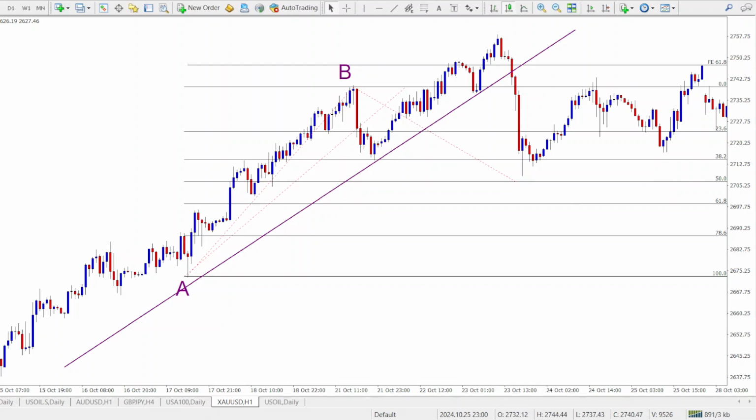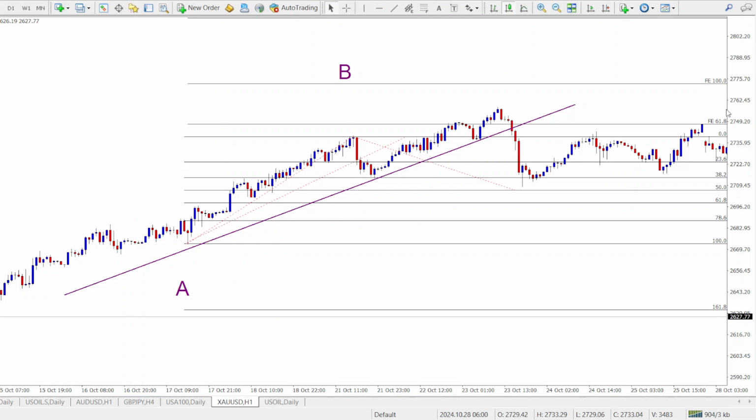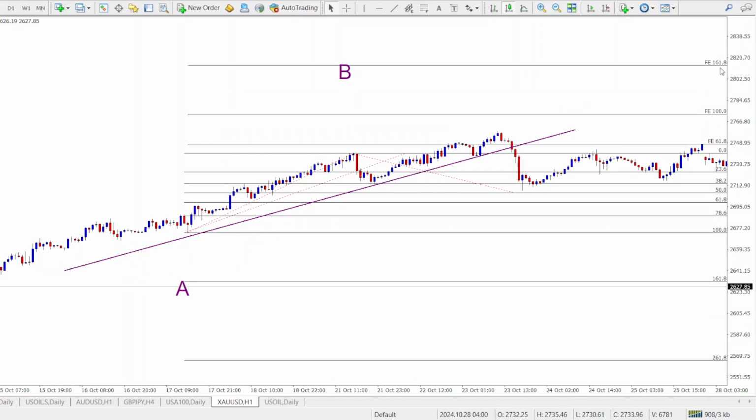So you will notice levels like the 61.8%, the 100%, and the 161.8% Fibonacci extension levels. These are critical for setting targets, especially in trending markets.